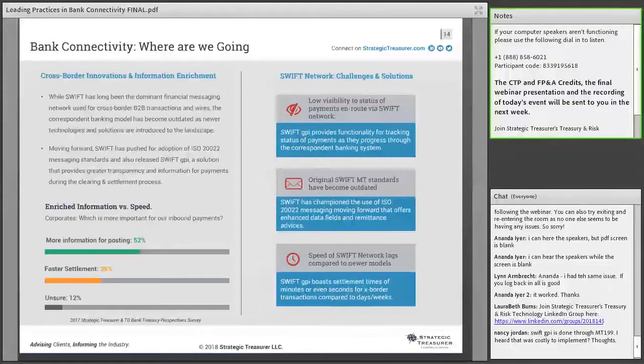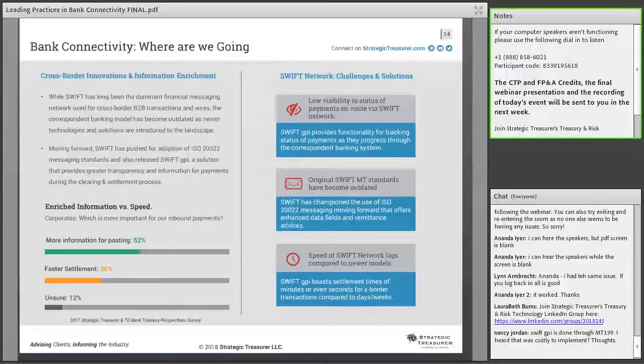A couple items, too, when you look at, I'm not going to read the right-hand side. I hope that's not disappointing. You will get these slides. But when you look at some of the challenges with the old MT standards, they were written in an age where messages had to be very small. Now we can use much better formats that can contain more information, and you can do more with them and get better results.